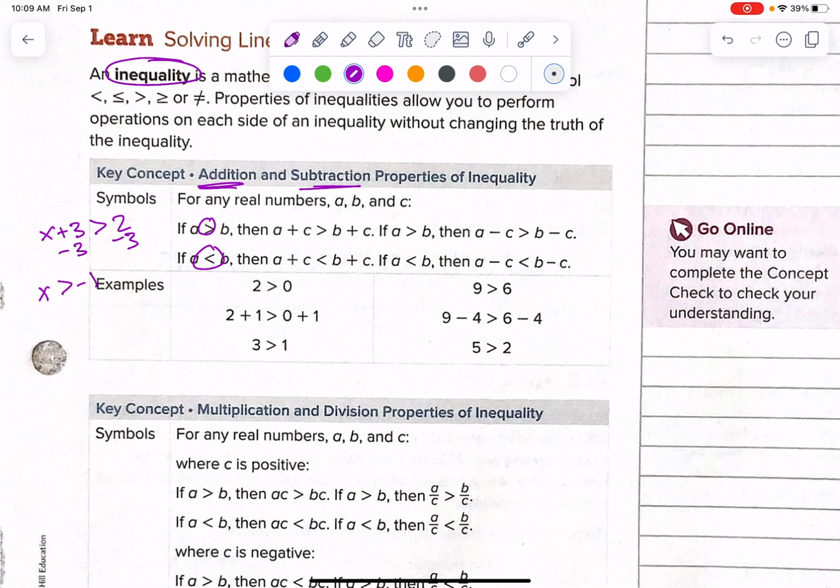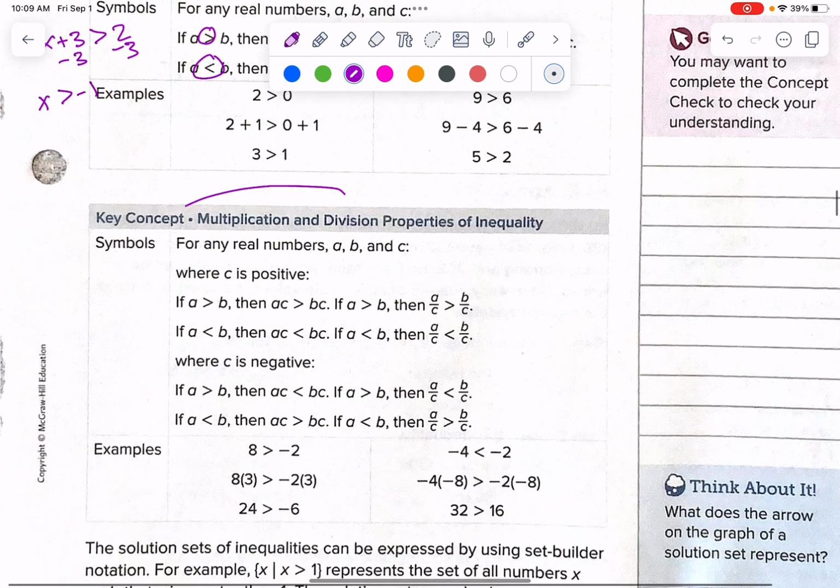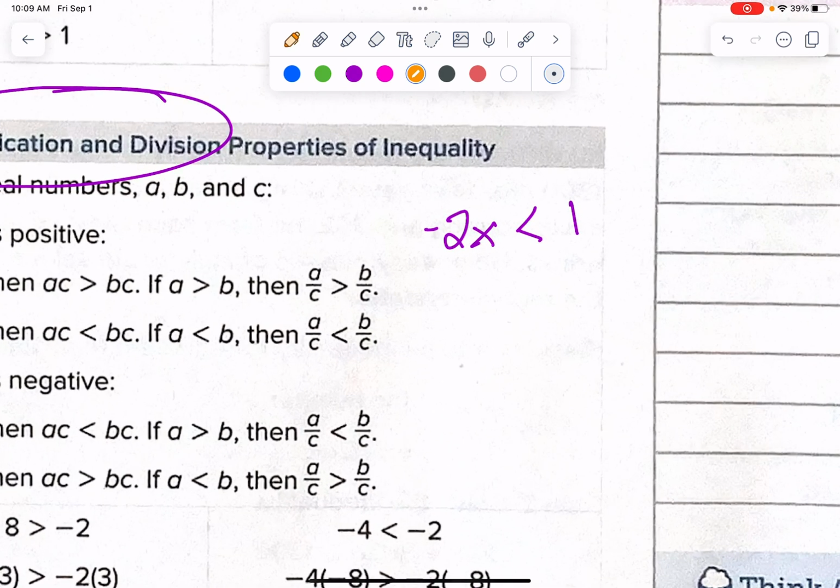I still have that. The only difference is when you multiply or divide, maybe put a little star here, okay? Let's say I have -2x is less than 1, right? So what I would do to divide that, if I'm dividing by a negative or multiplying by a negative, I would divide both sides by -2. I would have to flip this sign. If you multiply or divide by a negative, you have to flip the symbol, and you guys know that already, I hope.